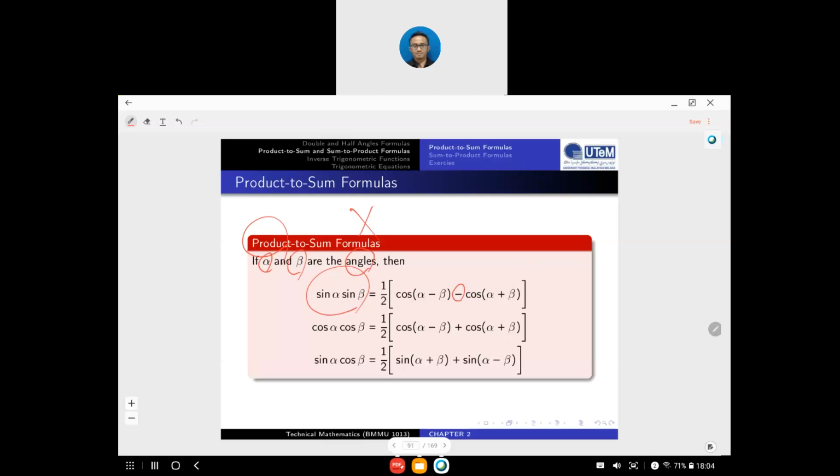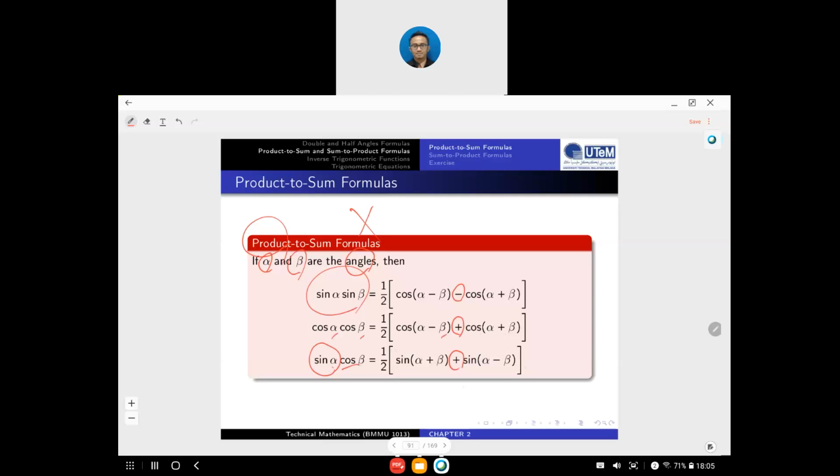If you have cos alpha times cos beta, so this one equal to 1 over 2 cos alpha minus beta plus cos alpha plus beta. If you have sin alpha cos beta, so it is equal to 1 over 2 sin alpha plus beta plus sin alpha minus beta. Okay, jangan pening.